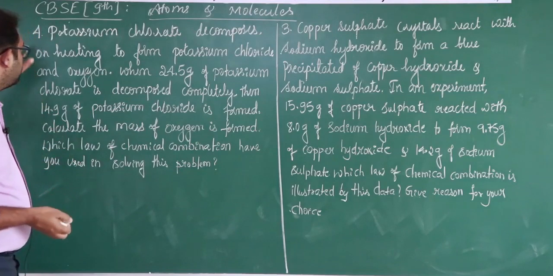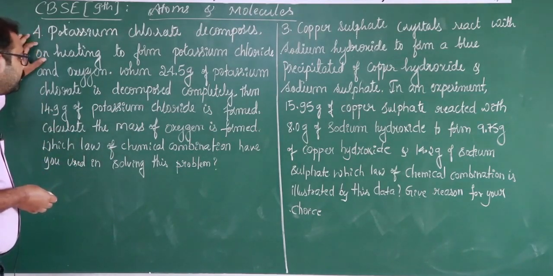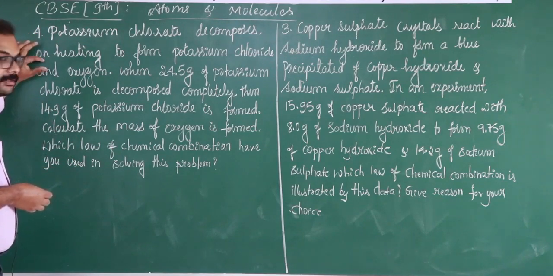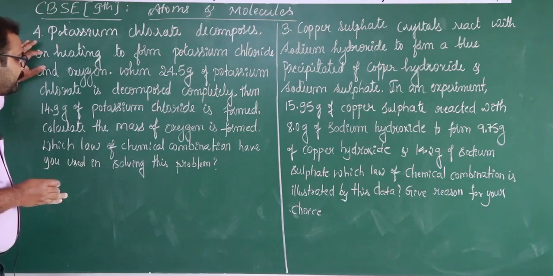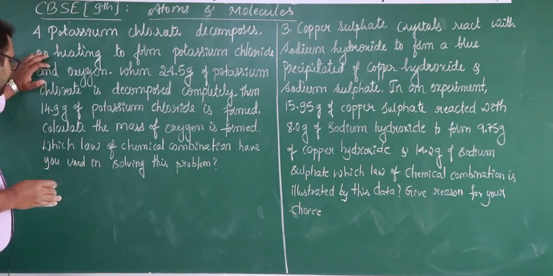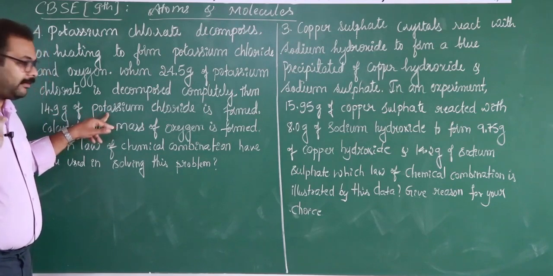Okay, so let me read the problem. Potassium chlorate decomposes on heating to form potassium chloride and oxygen. So here potassium chlorate is the reactant, and potassium chloride and oxygen are the products. They have given the value of potassium chlorate as well as potassium chloride. They have not given the value of oxygen.